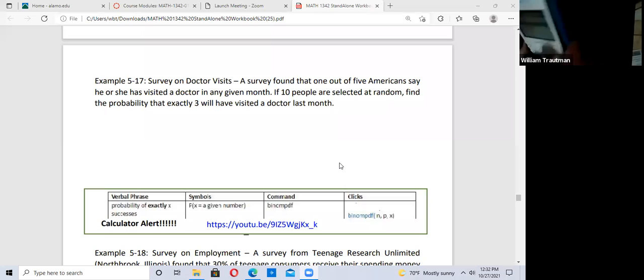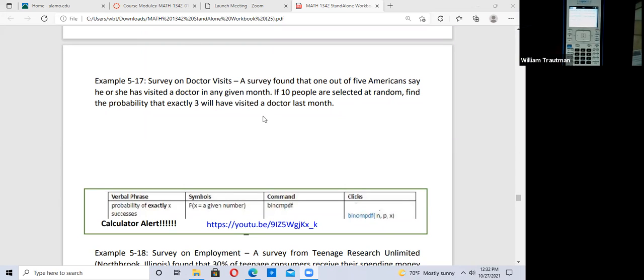So did you guys look, when you're doing this, did you get this 10, 1 over 5 and 3? And there's the percentage. That's your probability of getting exactly 3 people going to the doctor. Everybody okay with that? So let me go back to the screen here. And my probability is 0.201. I'm just going to go 3 decimal places.